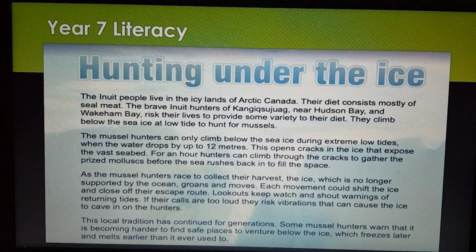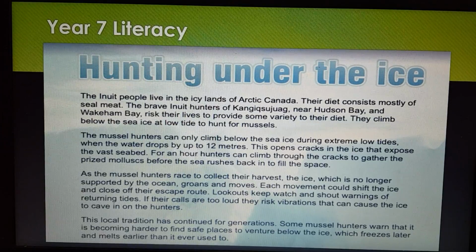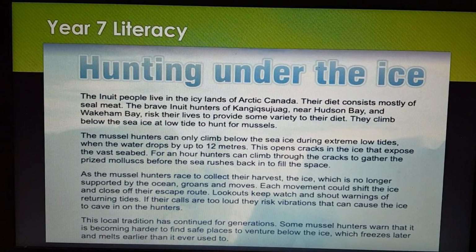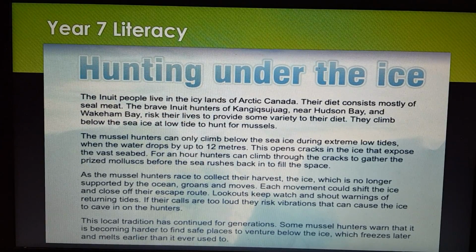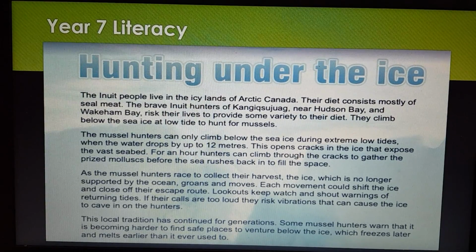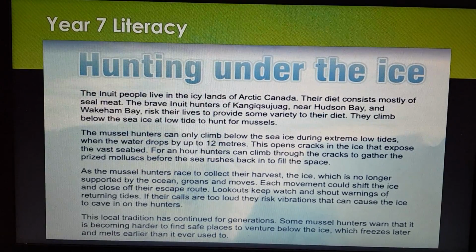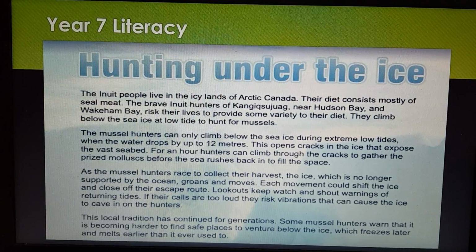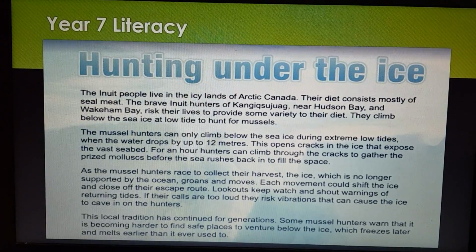Now, as a class, we're going to read through. This is going to be a bit tricky because we're not all in the same room, but we're going to give it a go. I'm going to read through the text for you, and then obviously you can reread it yourself. Here we go.